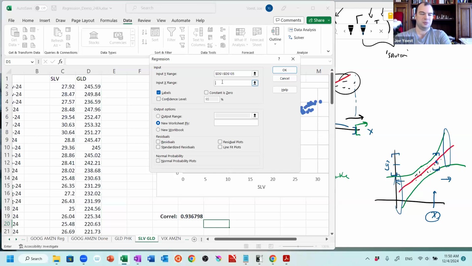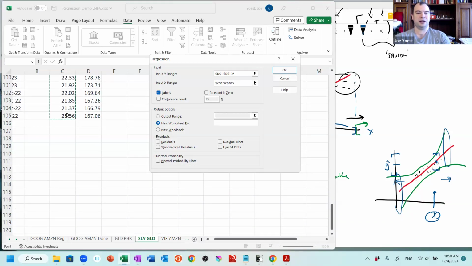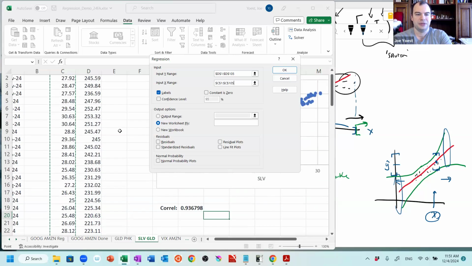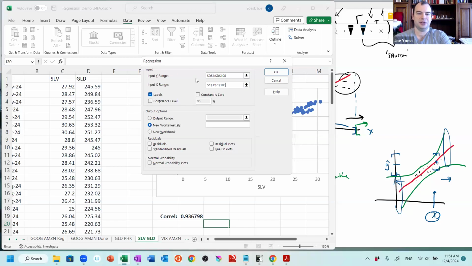I'll input my X range, my explanatory variable, the independent variable, as silver. So I'll click silver, and I'll use its label as well, SLV. I want to use the label so that when it gives me the result, I know which variable is which. Again, I'll shift-click to the end. This always needs to be paired data, so it's always a good idea to take a look at my cells. Okay, D1 to D105 and C1 to C105. That looks like I got everything, right? If I did D1 to D105 and C1 to C104, I probably missed a cell at the end.